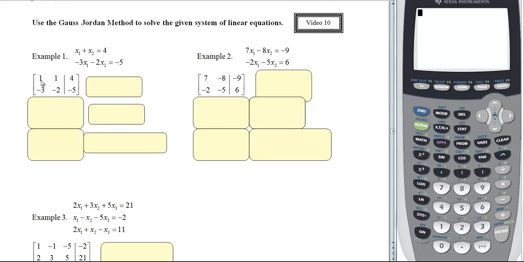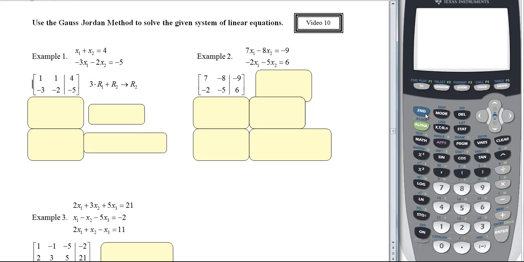I've already got a 1 in first row, first column, so I don't have to do that step, but I've got to make a 0 here. Remember, we always work with the first column, and we use the first row to do our first step. So it's a coincidence there. I need a 0, so I'm going to multiply by the opposite. So I need to multiply by 3 to the top row and then add it to the bottom row to eliminate that or make a 0.